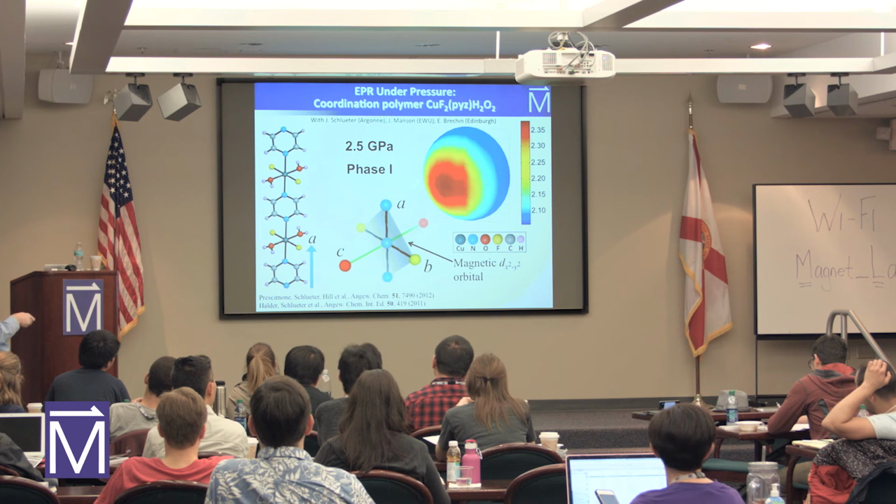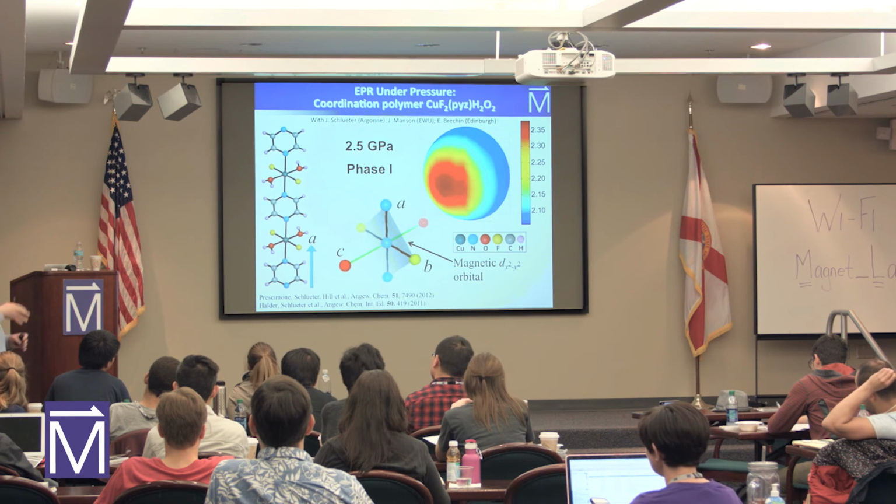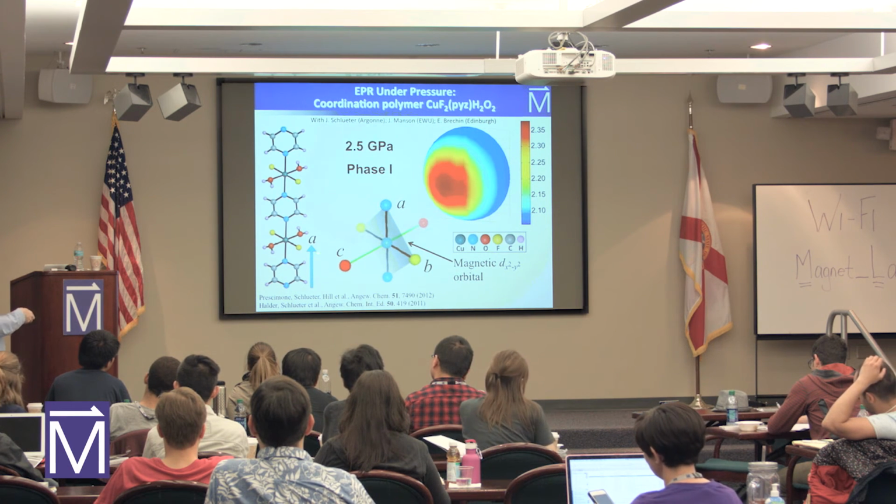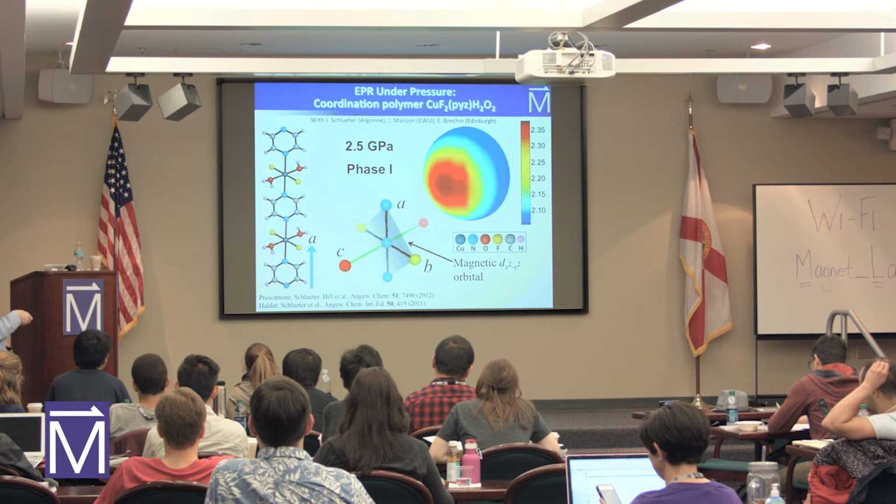And you can really see that directly in the EPR experiment, how the electron density flips from being in the plane containing the oxygens and the fluorines to being in the plane containing the fluorines and the nitrogens.